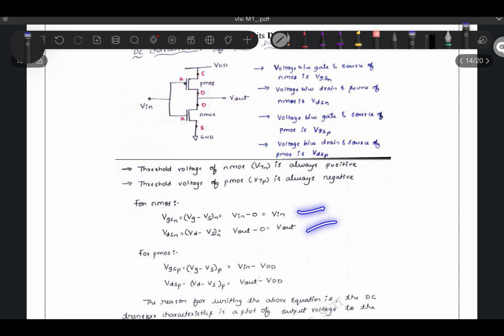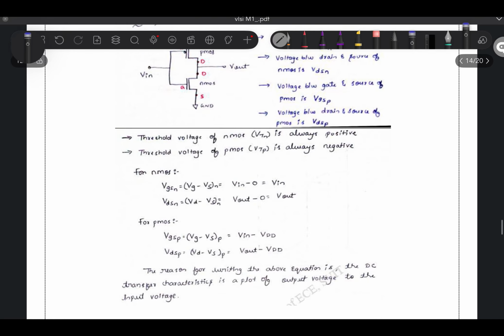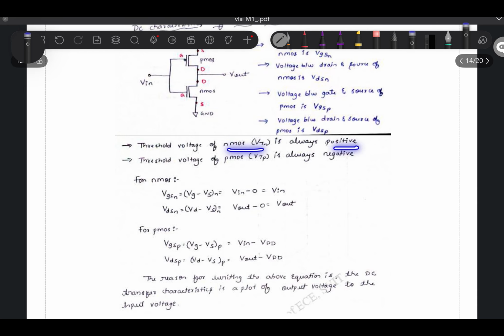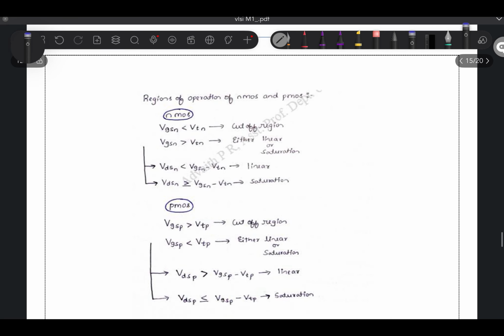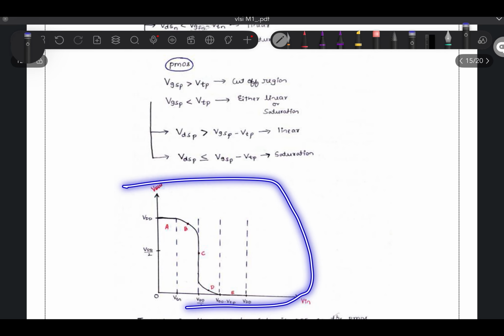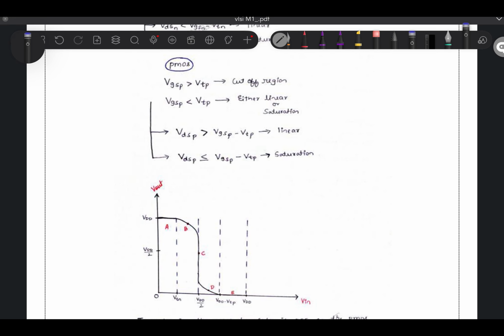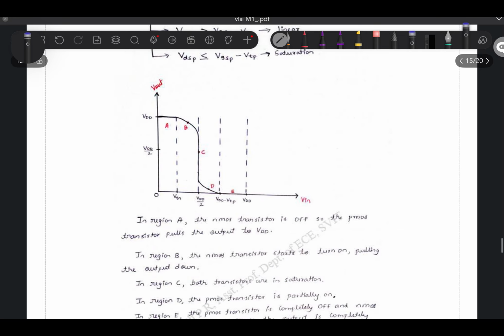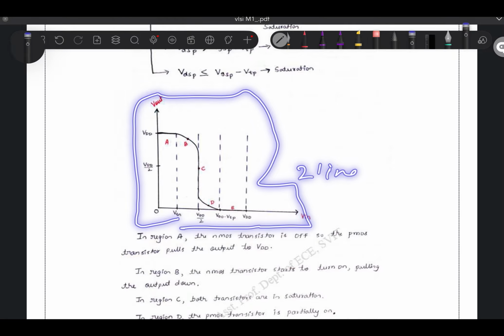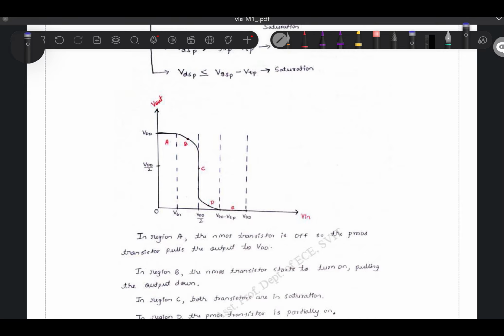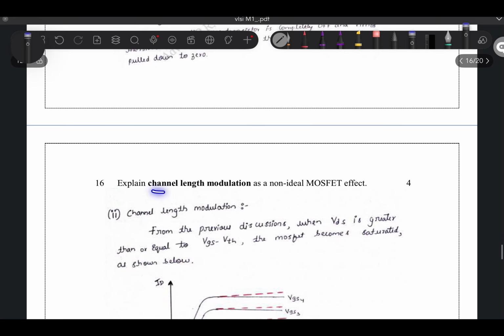Here also there are equations. The main thing is that for NMOS it is positive, for PMOS it is negative. Then comes their graph. The graph plays an important role. Based on the graph only, you define which is the cutoff region, which is the saturation region and which is the linear region. This plays an important role, so don't forget about this. Even if you write 2 lines less theory, don't forget to draw the diagrams, as this subject is mostly dependent on diagrams.